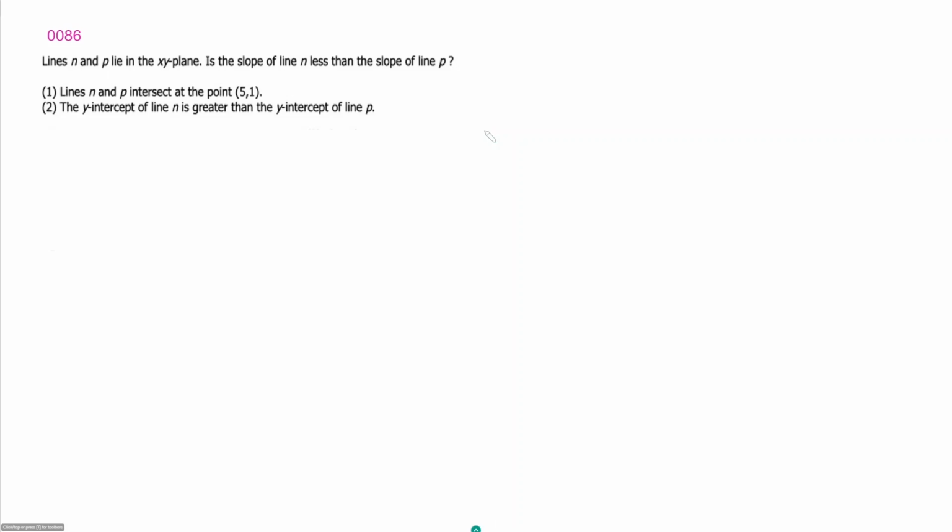Lines N and P lie in the XY plane. Is the slope of line N less than the slope of line P? So no real information about our lines. Let's look at our statements.